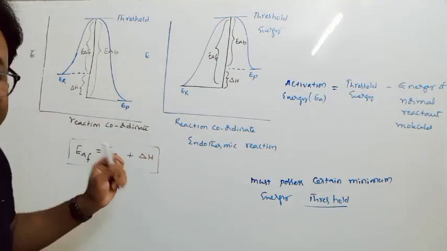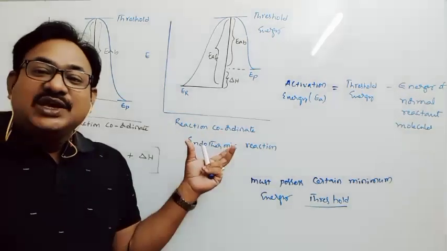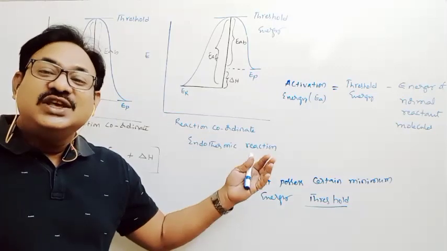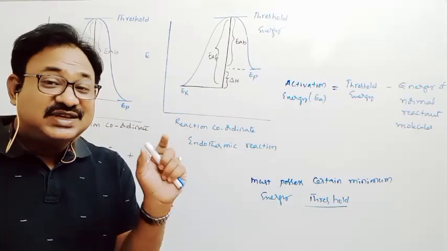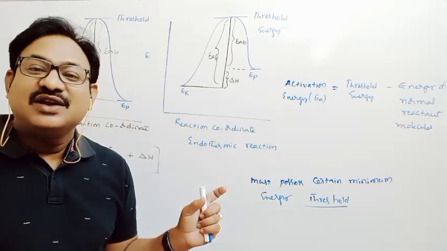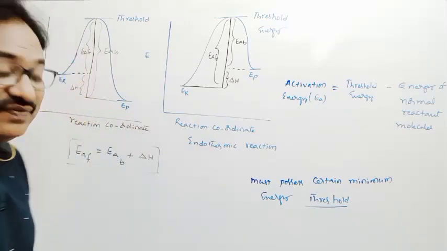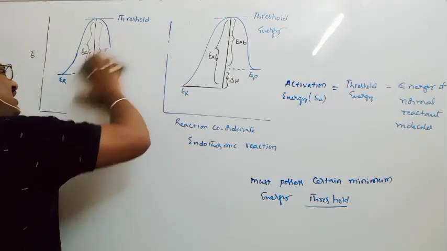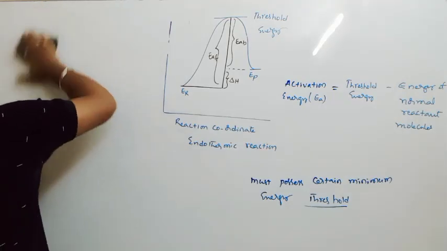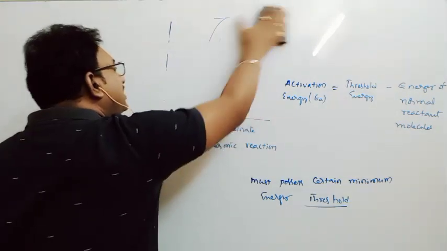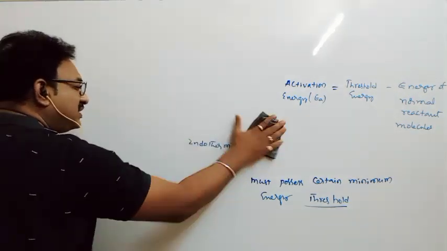Now what you understand? Molecules which possess activation energy undergo collisions and form products. Such collisions are called active collisions. Such molecules are called activated molecules. फिर से बता रहा हूँ, molecules which possess activation energy are called activated molecules. The collisions between them lead to formation of products.